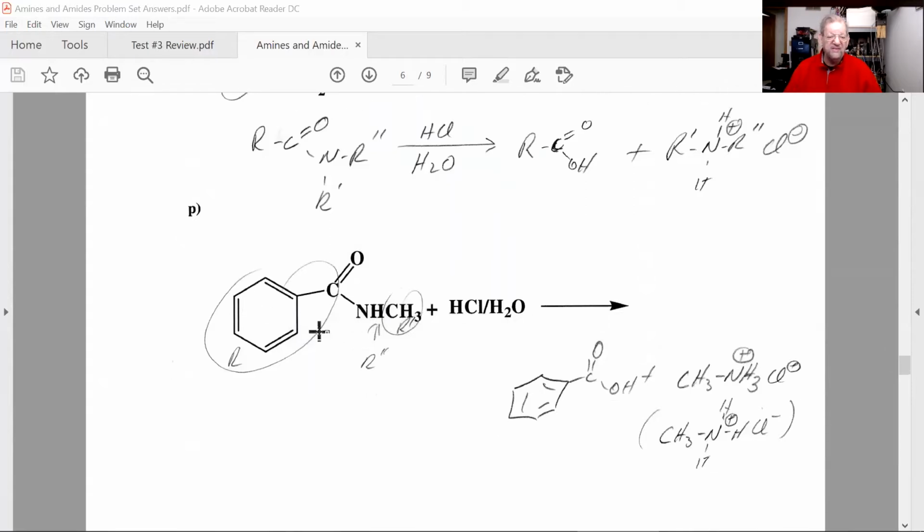Let's do P. Here our benzene ring will not react with acid and water, so this is an amide. And we have a carbonyl, this is my R group. Notice on nitrogen, one is R prime, which is hydrogen, and R double prime is methyl, or vice versa. You get back the carboxylic acid you would have used to make that amide, plus the amine salt of the amine you would have used to make that amide.